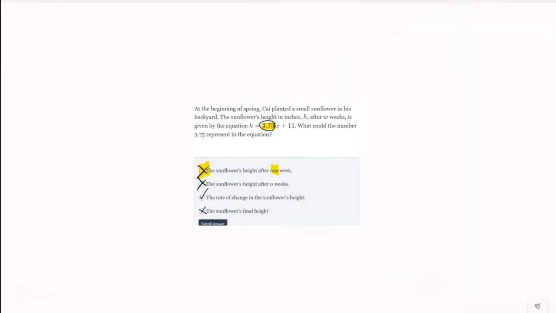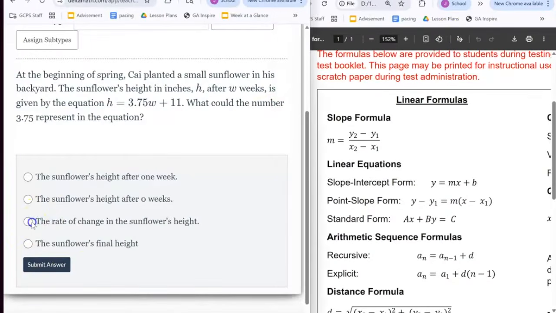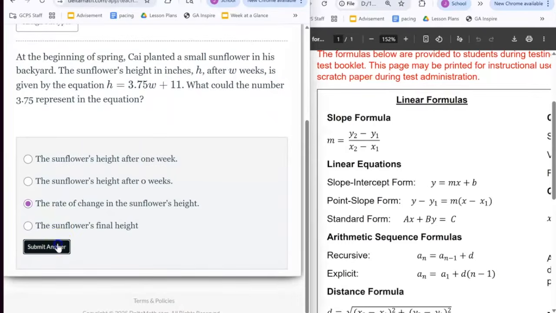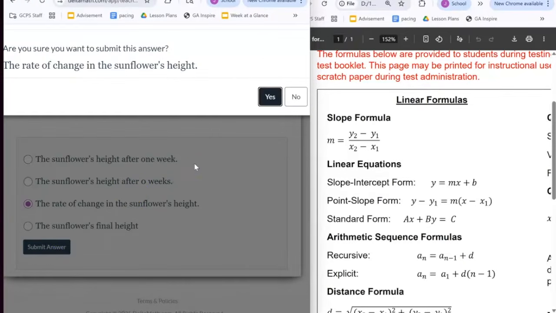I'm going to do another one of that example there because again, all they're going to do is just change the scenario. All right, so I'll do one more.